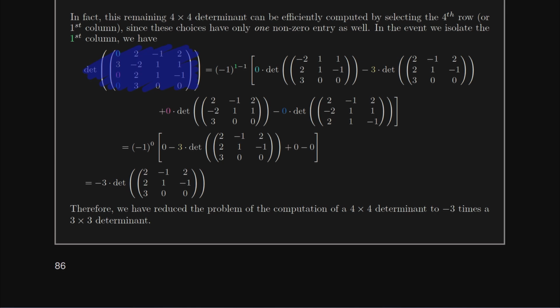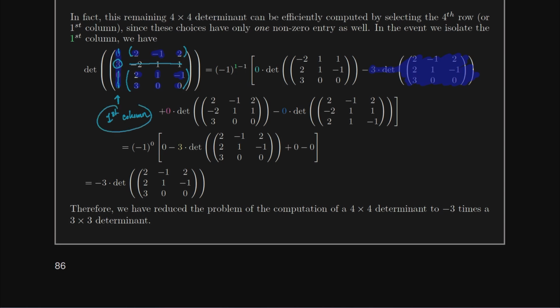We're going to do the same thing we did before with that submatrix. We select either the row or the column with the most zeros. Here I've selected the first column, with the most zeros. There's only one non-zero term, this 3. That means when I look at the submatrix that shares no rows or columns with this, I get the 3 by 3 submatrix given here, which is 2, -1, 2, 2, 1, -1, and 3, 0, 0. And so my remaining term is 3 times the determinant of 2, -1, 2, 2, 1, -1, and 3, 0, 0.